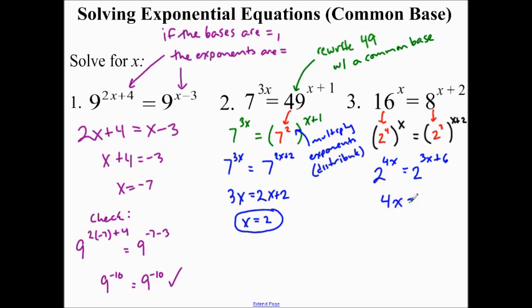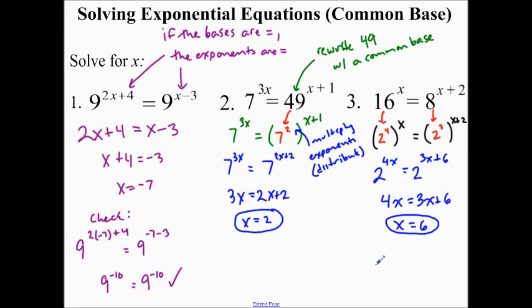So 4x equals 3x plus 6. Okay, we would have caught that if we took time to check. That's why you always want to check on these problems. It's really easy to check, especially if you have a calculator. Just sub it in, and it would check out.